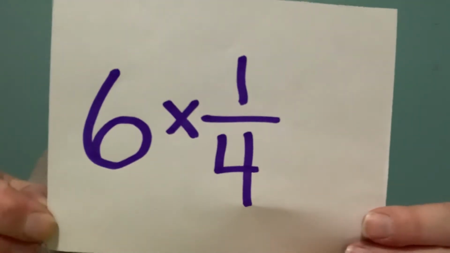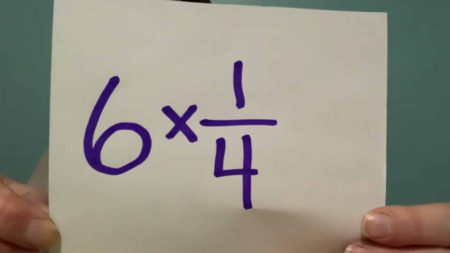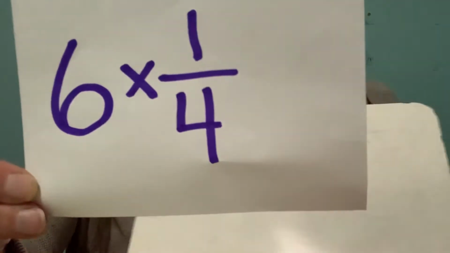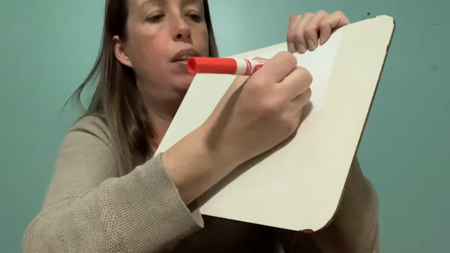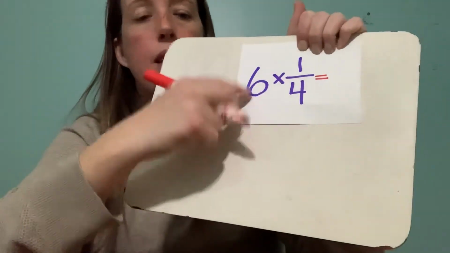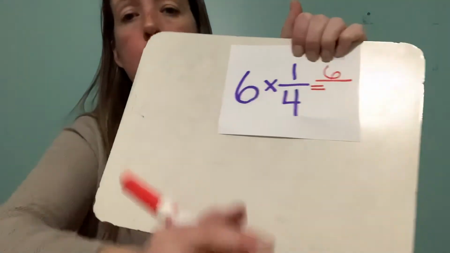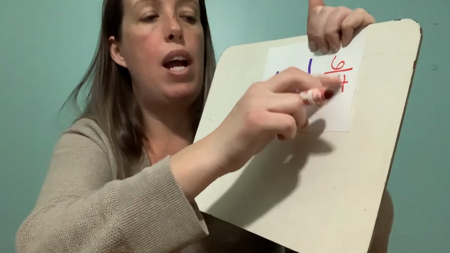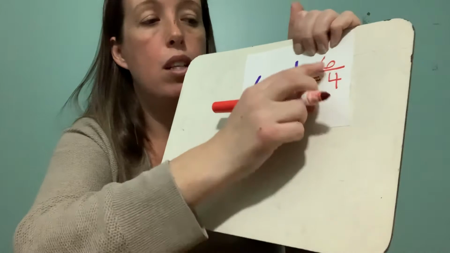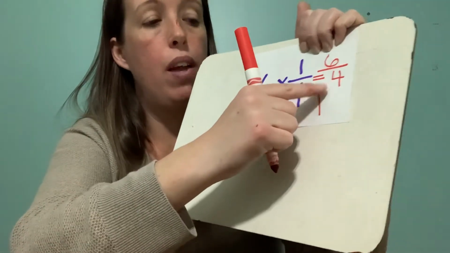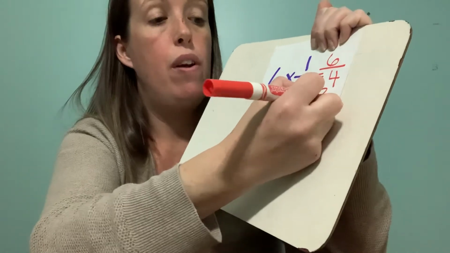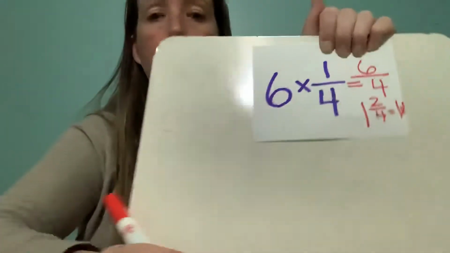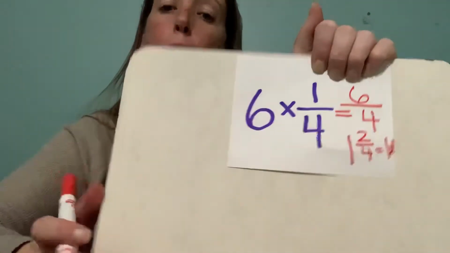6 times 1/4. Okay. I had 1 part 6 times. That gives me a numerator of 6. And they were fourths. So 6/4. Divide it. 6 divided by 4. 4 can go into 6 one time, and then I have a leftover 2, a remainder of 2. And they're still fourths. If I want to simplify, 2/4 is equivalent to 1/2. So 1 2/4 or 1 1/2.